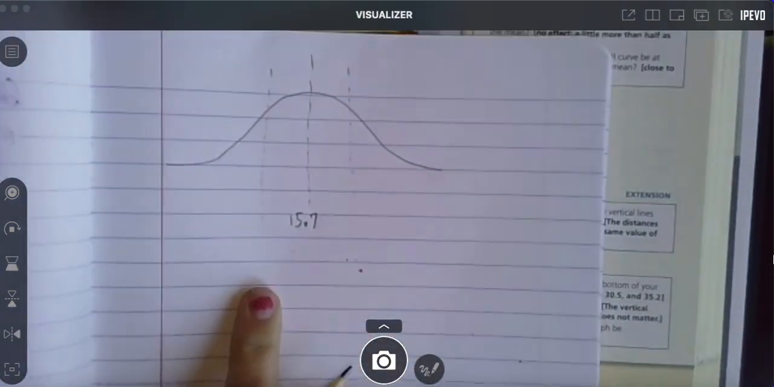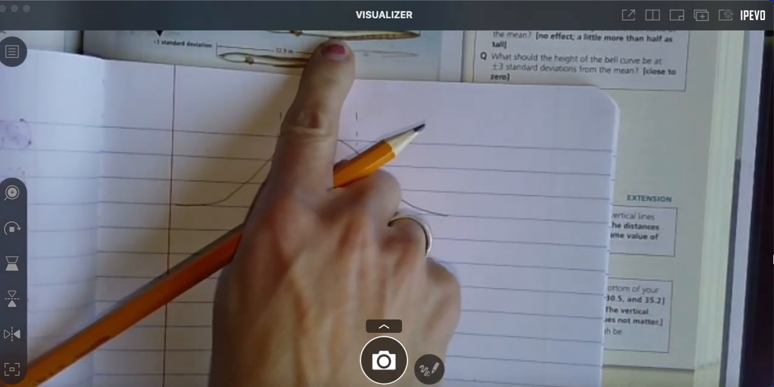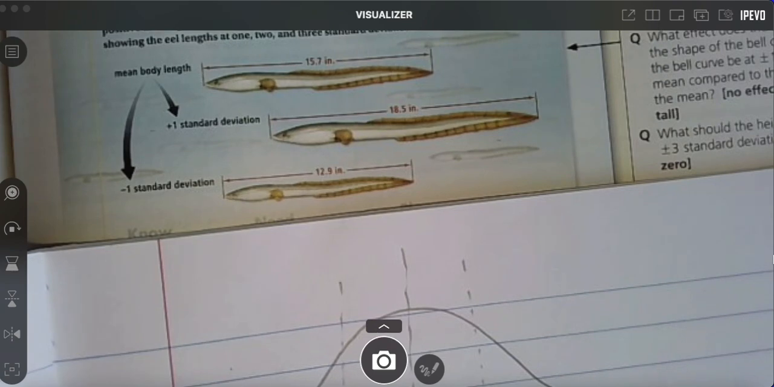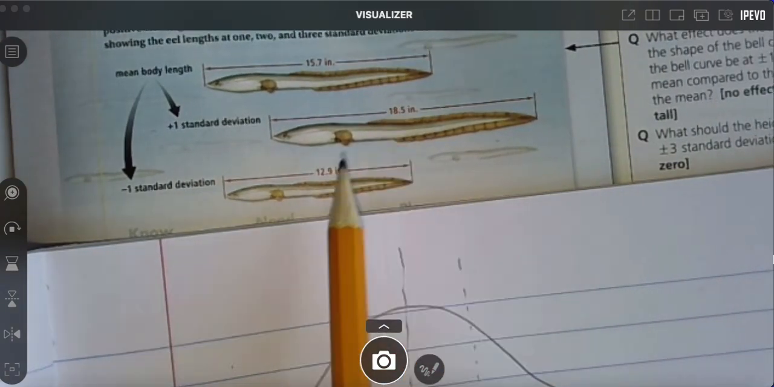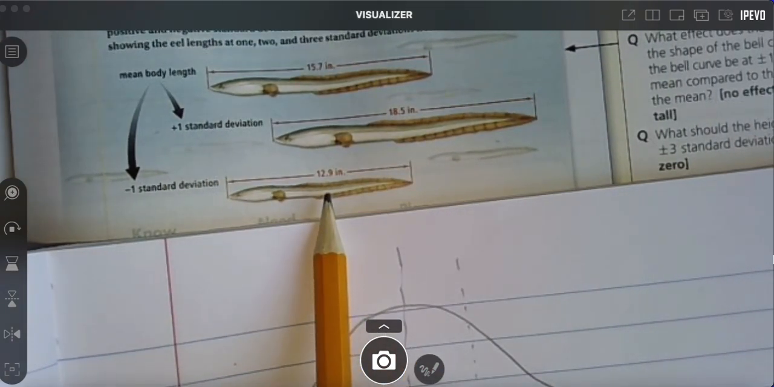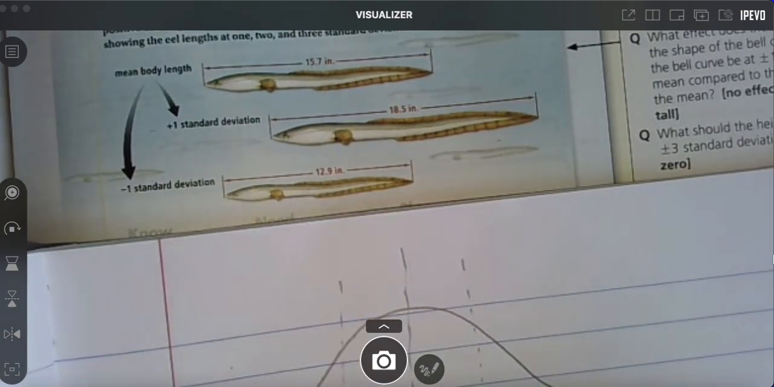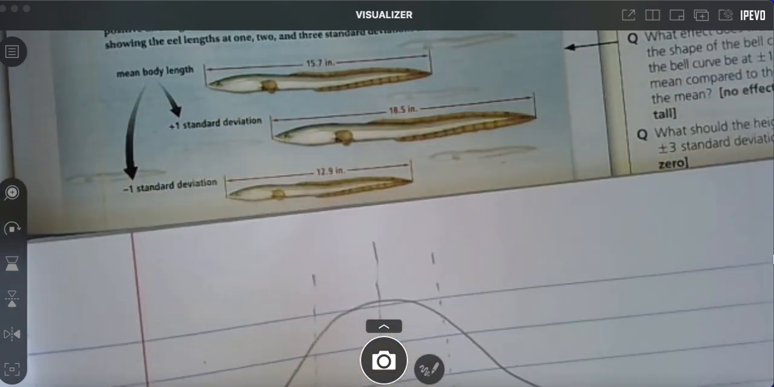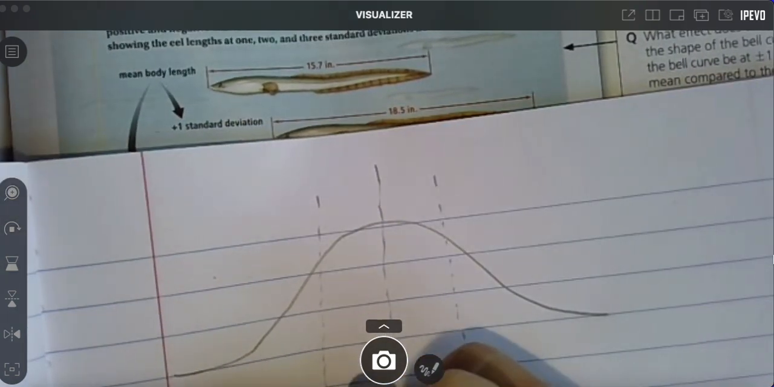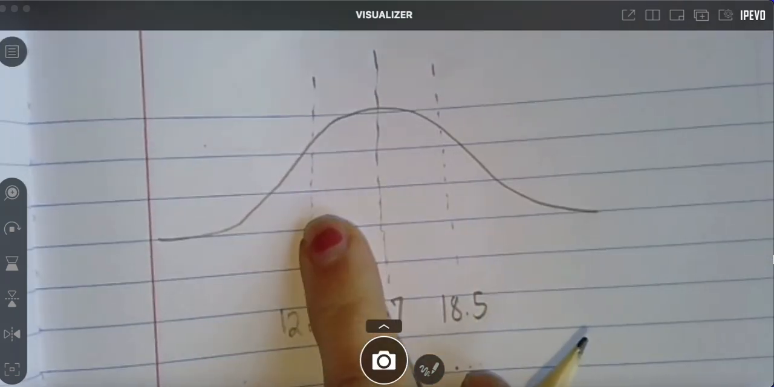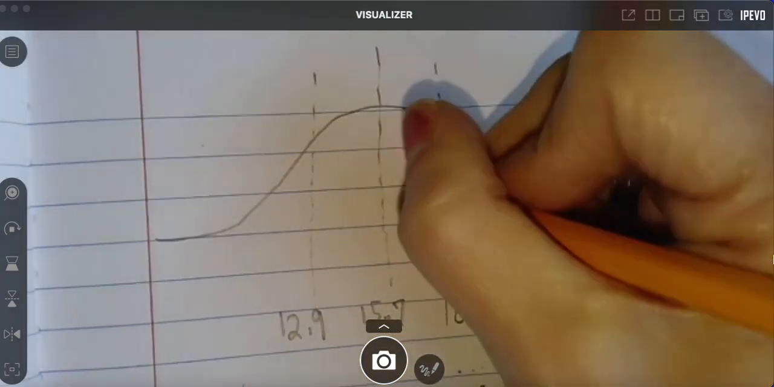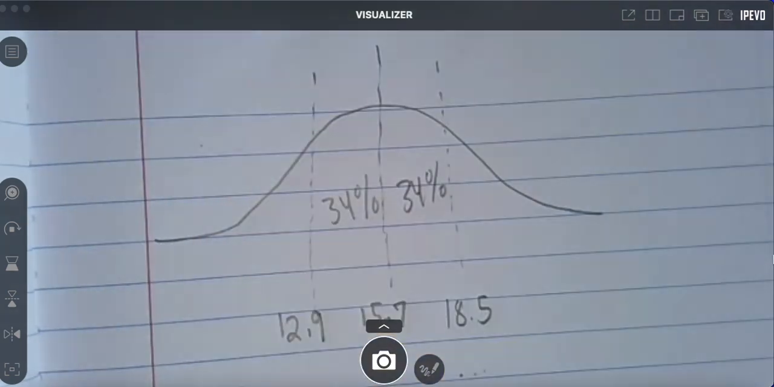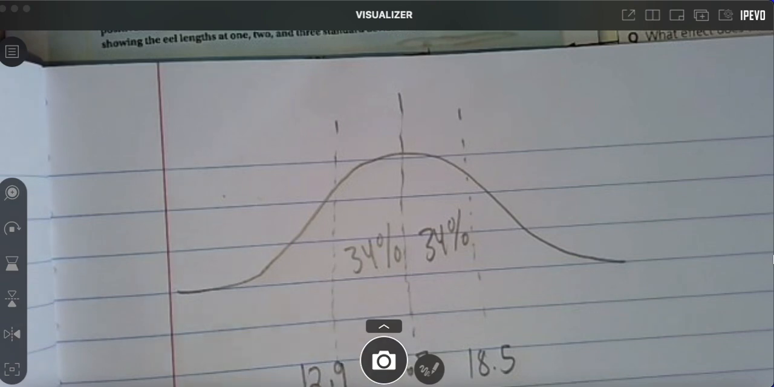Now, so then it tells me if I go up a standard deviation, this is in my problem. What's my next number that it is for my standard deviation? 18.5. And then if I went down a standard deviation, it's 12.9. So I'm going to write that on my graph. 18.5, and then I said 12.9. Okay, what percentages fall in here again, y'all? We just said it again. 34% and 34% of the fish are that body length.